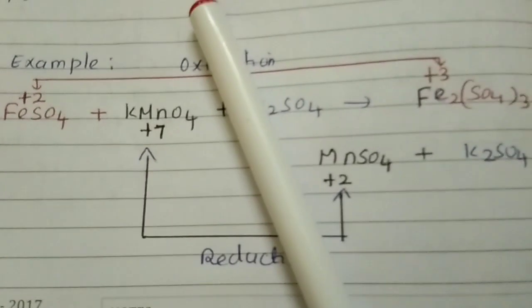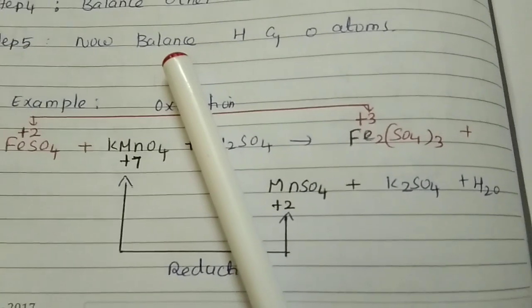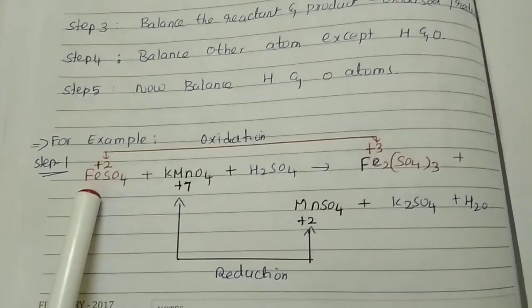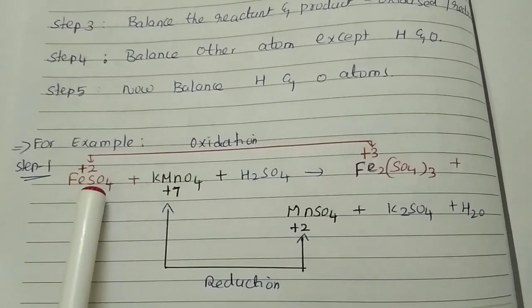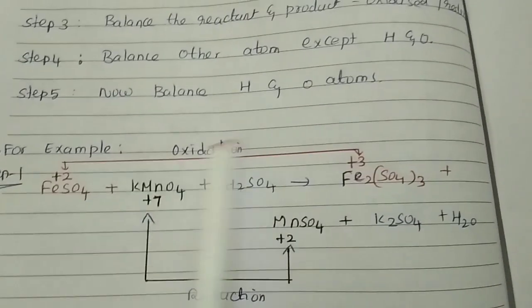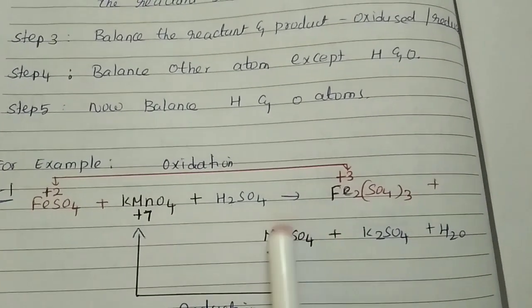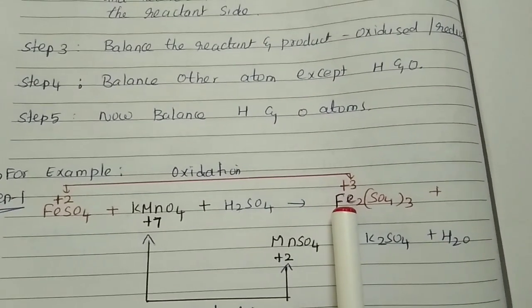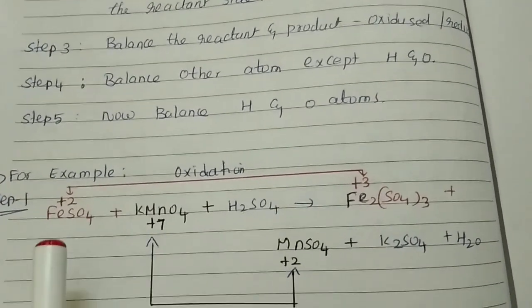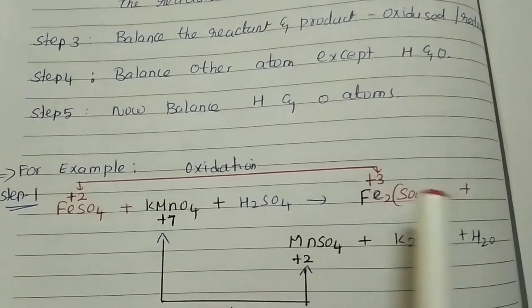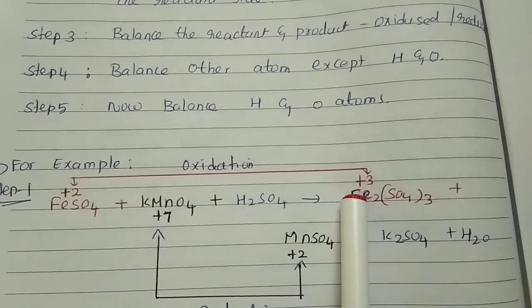For example, we have the equation here. Here on the reactant side, Fe is in the +2 oxidation state. This is the reactant side. This is the product side. On the product side, Fe is in the +3 oxidation state. So, the oxidation state of Fe changes from +2 to +3 by losing 1 electron.